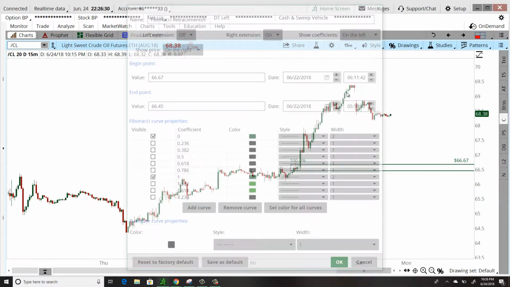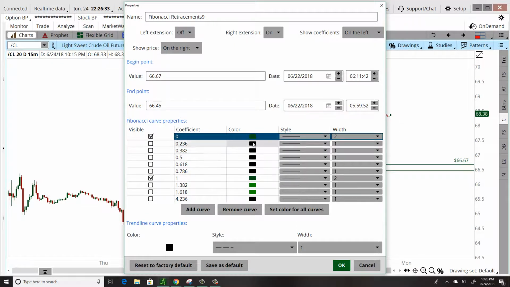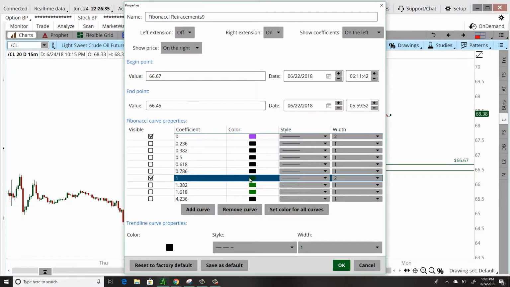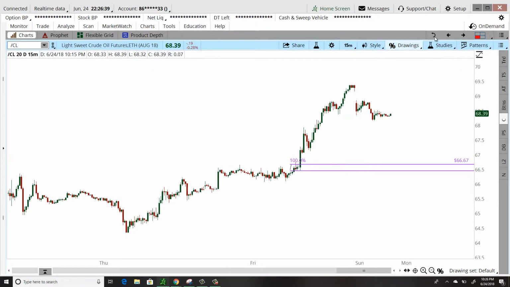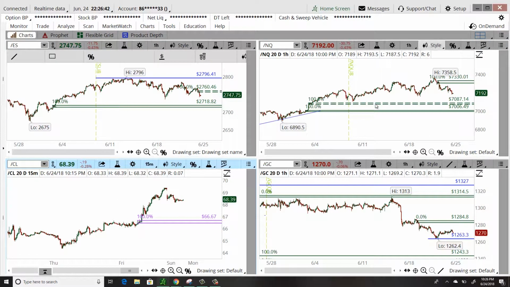Now, because I found it on the 15-minute chart, I've got to change the color. Anytime we go to a smaller time frame, we've got lower degrees of probability. So we change our colors to a purple line, and we'll see what price looks like when it returns to that area. But that's pretty much all I see in crude oil at the moment.